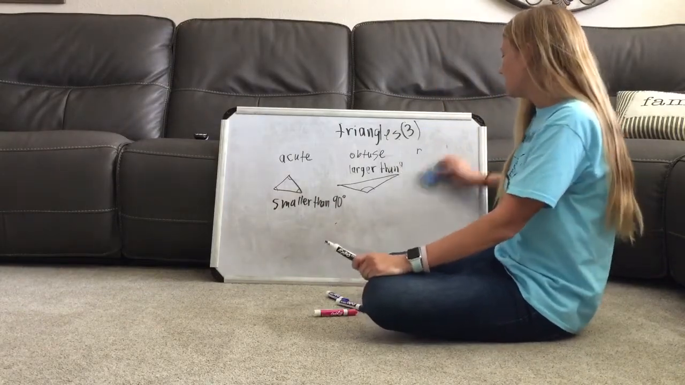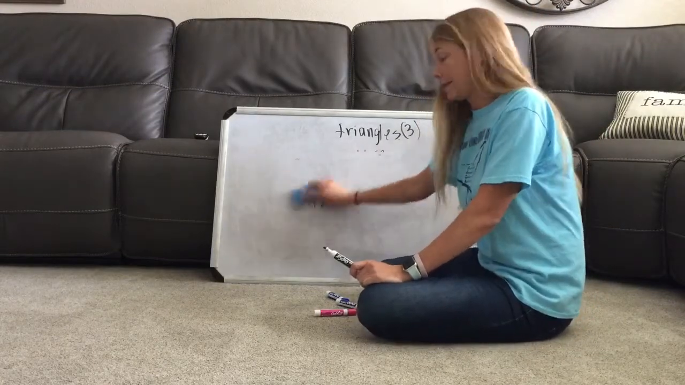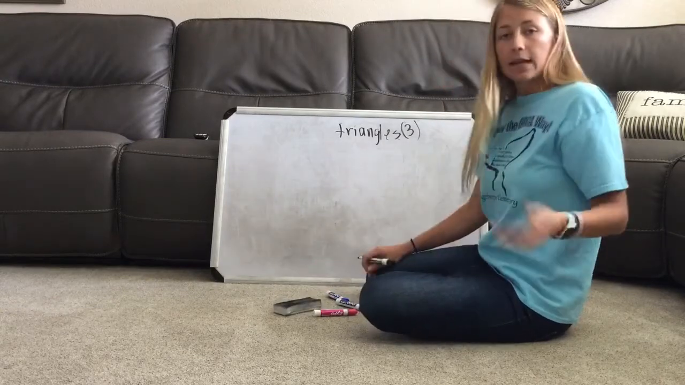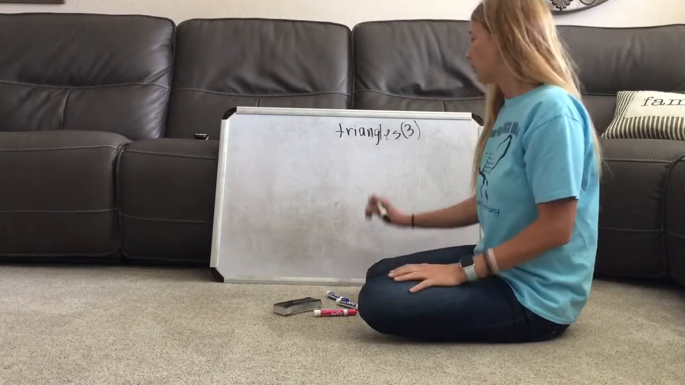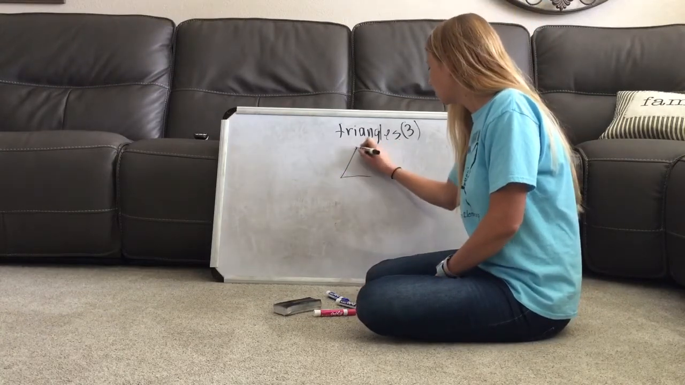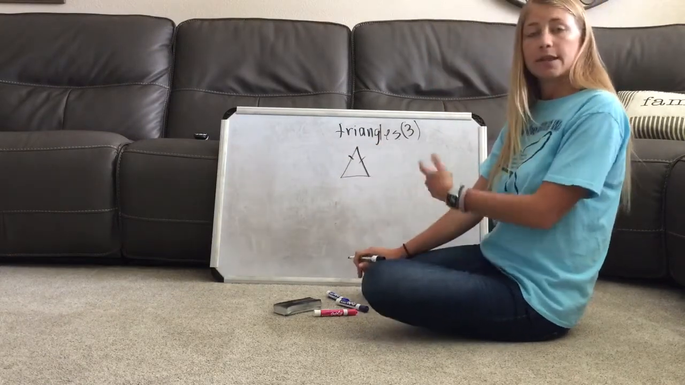Now, when you classify a triangle, you need to classify it both by side and by angles, not just by one or the other. So if it says, name this triangle, you should use 2 words, one for side and one for angle. So let me give you a drawing. Here we go. Okay, there's the triangle. It says, name that triangle.